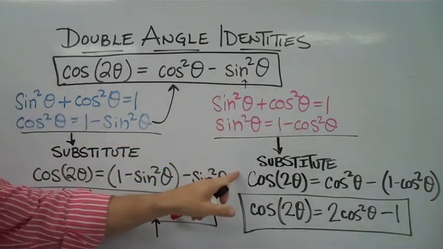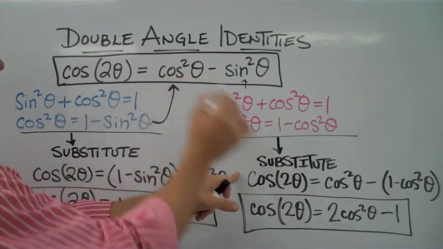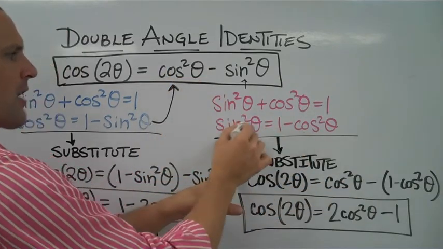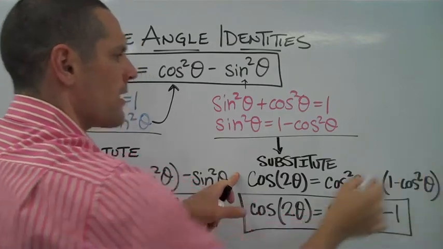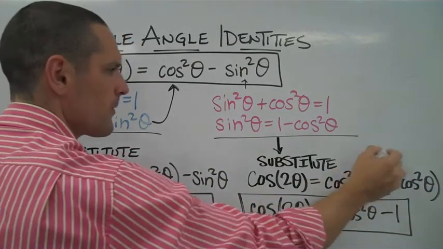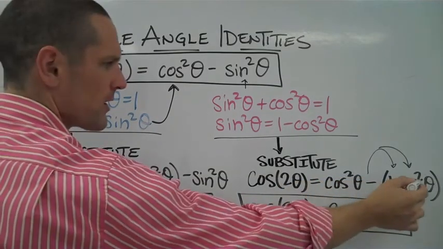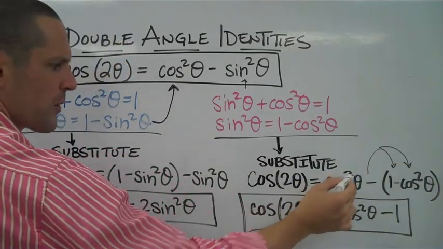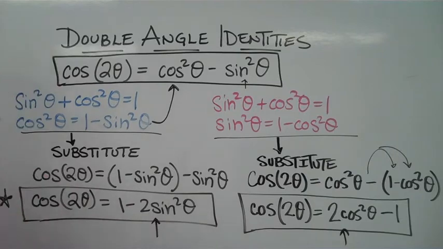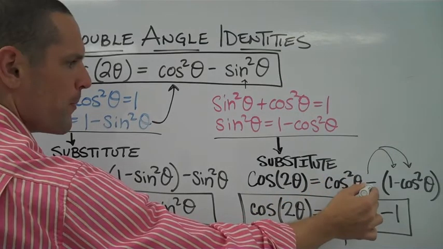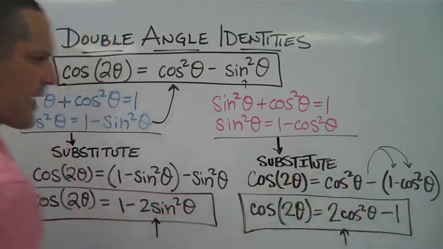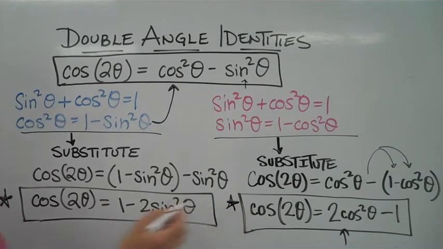giving me an expression: cosine 2 theta equals cosine squared theta minus, instead of sine squared theta, I'm going to write 1 minus cosine squared theta. My negative will distribute out, and when that does, I'll have positive cosine squared theta plus cosine squared theta gives me 2 cosine squared theta. Negative times positive gives me a negative 1. So here's a third identity we should know.